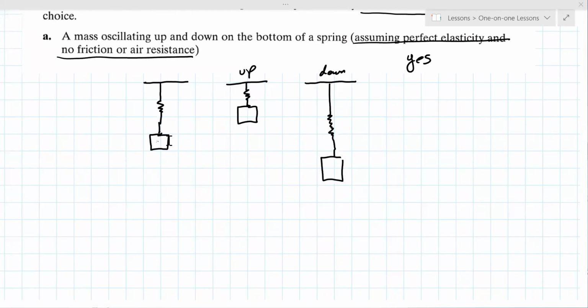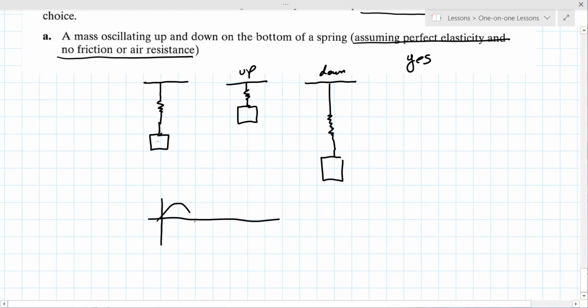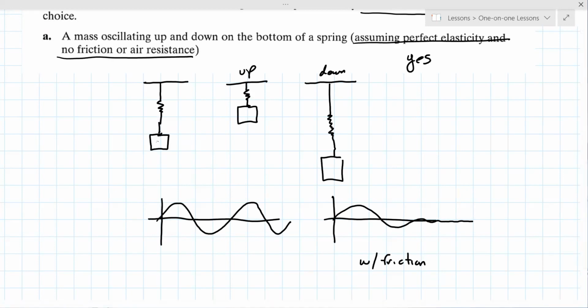So if we were to graph what happens here, it always returns back to the same point, right? Okay. Whereas if there was friction, it would slowly get to where it doesn't move at all. So this is with friction. The same point. Okay.